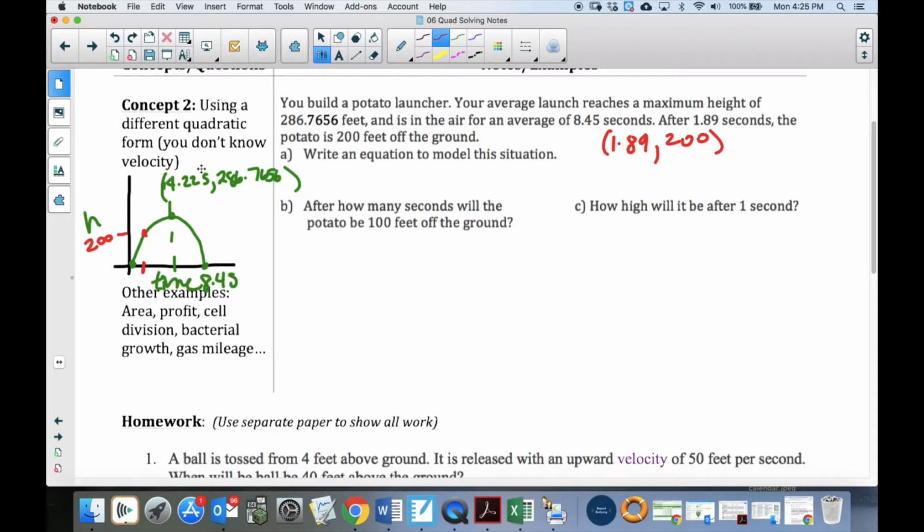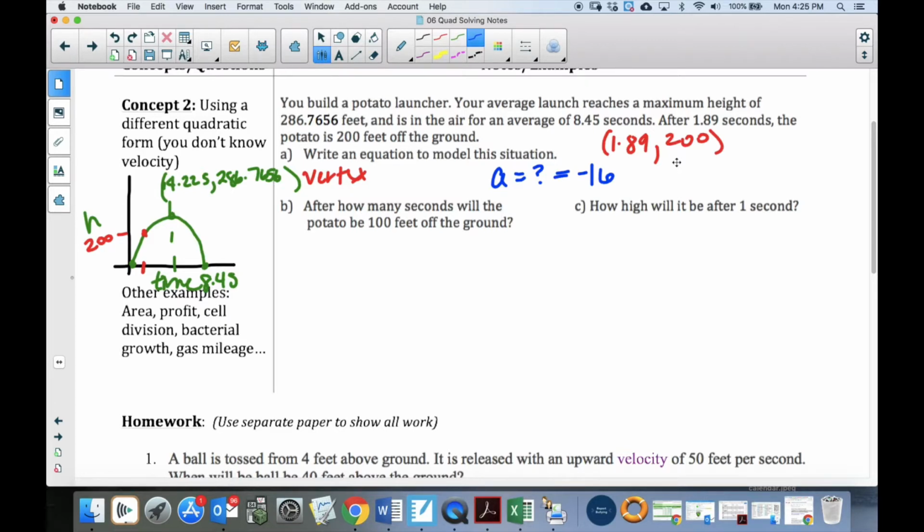All right, look at what we have. We have a vertex. We have a second random point. We can use vertex form. The only thing we need for this vertex form is we need to know what A is. Well, just like on the other side of the page, every time the A was negative 16, well, guess what? This is going to be negative 16 also. So we can use that information.